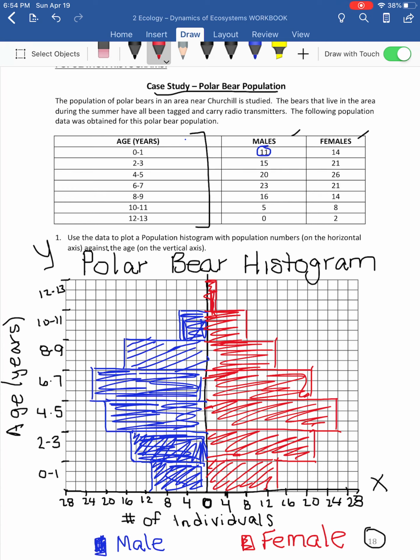Okay, so this is our population histogram completed for our polar bears. As we can see, we learned about 3 patterns: the triangle, the diamond, and the rectangle. I would say this shape is looking roughly like a diamond. So that should help you answer the questions.